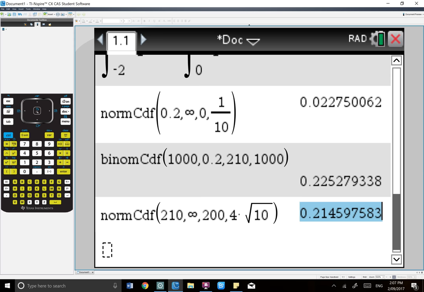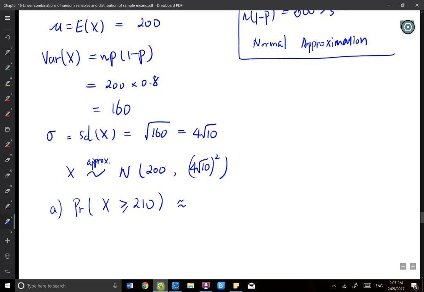Okay, 0.2146, approximately 0.2146. That's using normal.